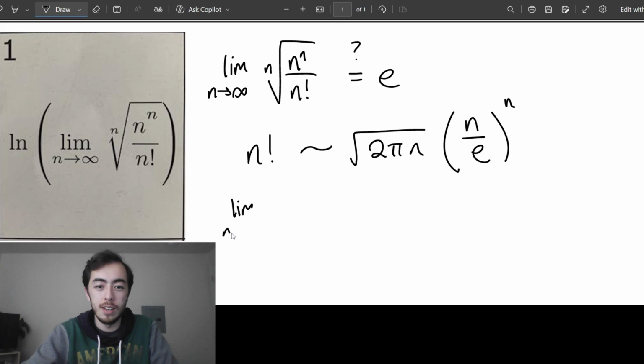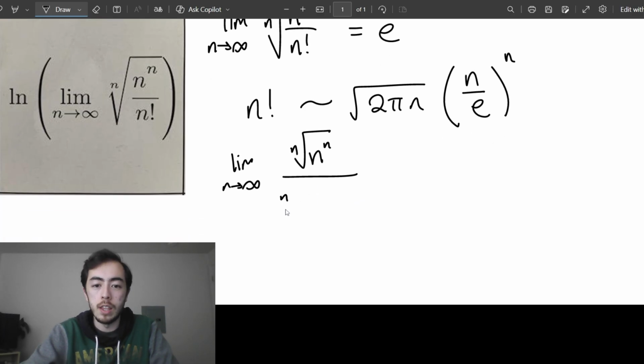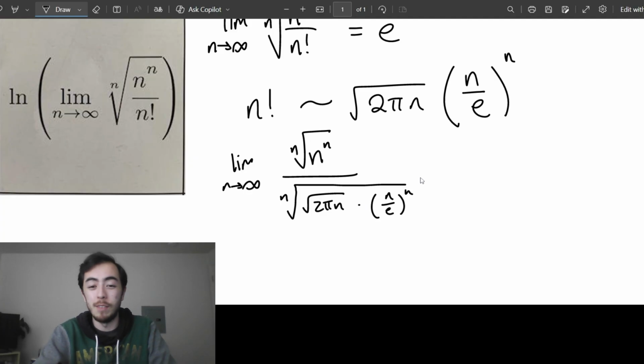So, limit as n approaches infinity. I'm going to distribute this nth root to the top and bottom. So we have the nth root of n to the power of n, and then the nth root of Stirling's approximation, so we get 2 pi n times n over e to the n. Seems like I'm complicating it because I have square roots and nth roots now, although I do think they are going to cancel. On the top, they definitely do. The nth root and the power of n just cancel out, their opposite operations, so we just get n on top. And then I am going to distribute this nth root to both.